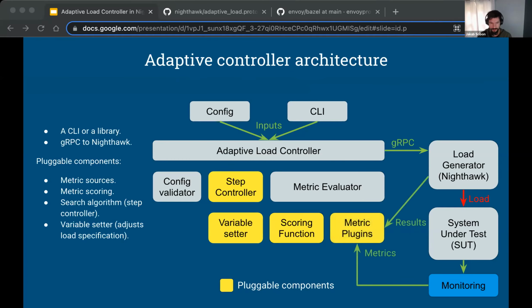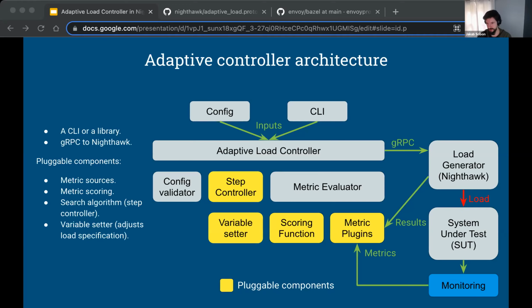The last pluggable component are the metric plugins themselves. These act as shim layers between the adaptive load controller and the sources of metrics. There are two sources of metrics, or well, we can write any metric plugin, so there can be any number of metric sources. What we use in practice are two sources. One of them is the Nighthawk iteration result or Nighthawk benchmark result. We can make decisions on anything in that. And the other source that we typically use is whatever is being pulled through monitoring from the system under test.